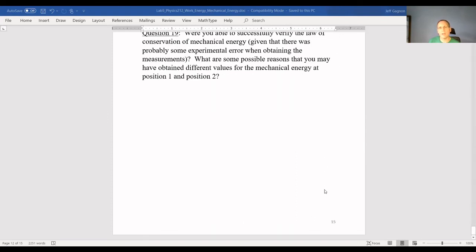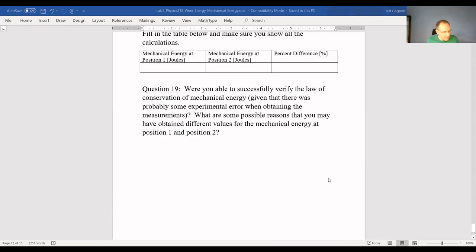All right, that's it. So that was our lab on the work energy theorem, and we also looked at conservation of mechanical energy. Great, thank you.